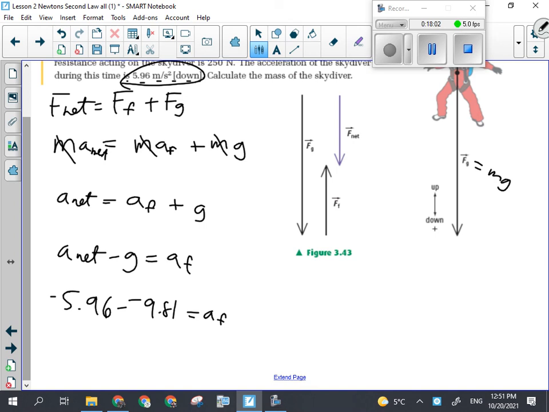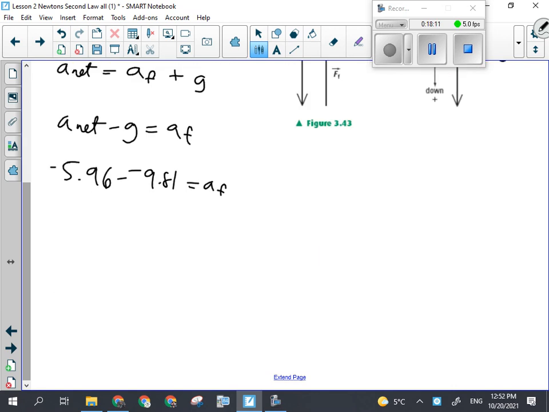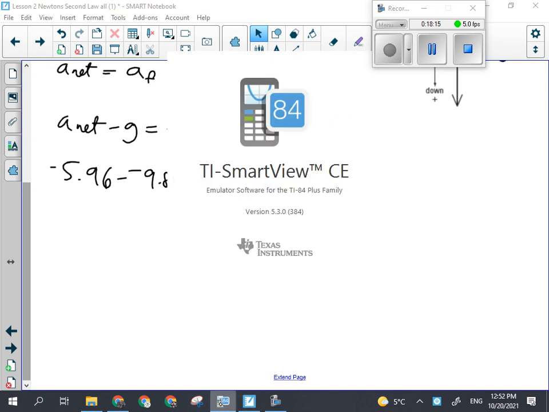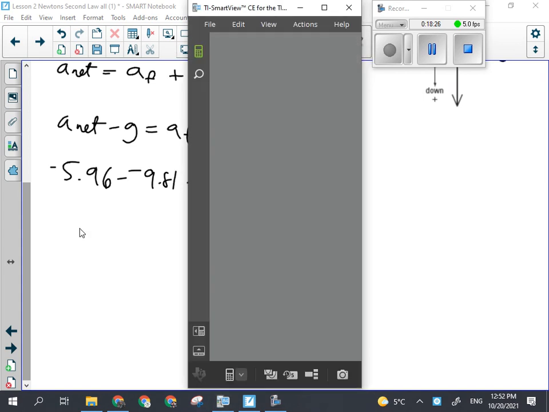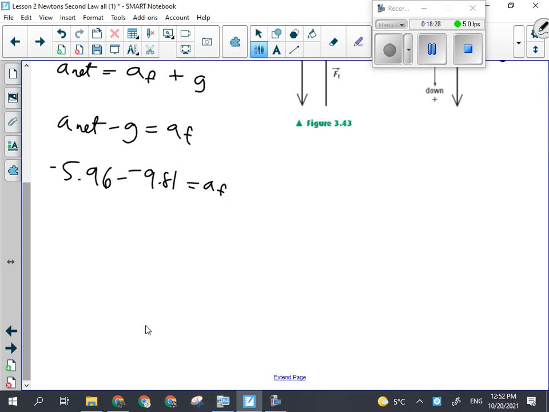That force is which way? All right, so now I'm going to have negative 5.96 minus negative 9.81. What does it come out to? Did anyone else punch it in? Good? 3.85, okay, just to save us time. So this comes out to 3.85 meters per second squared up.